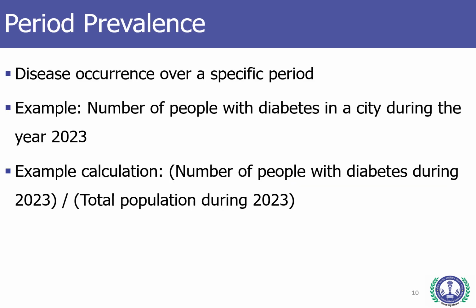Then there is a concept of period prevalence. It is a measure of disease occurrence over a specific period. For instance, let's consider the number of people with diabetes in a city during the year 2023. We calculate period prevalence by dividing the number of people with diabetes during the year by the total population during that year.